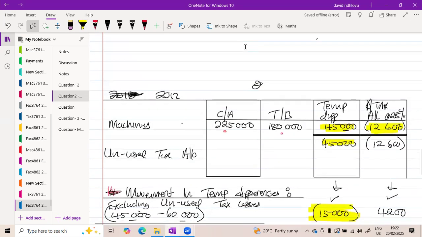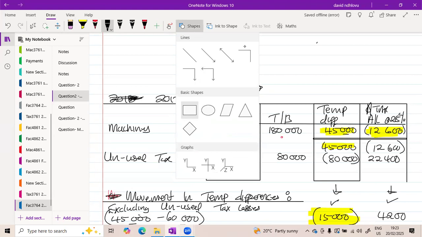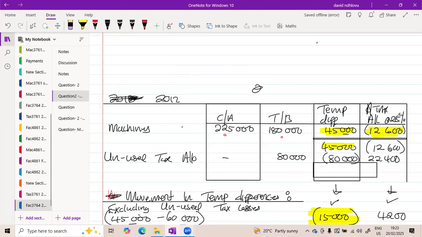Then we can conclude now the 2012 year. Now we can see the figure has been reduced to what? 80,000 here. Right, 0 minus 80,000 is going to give you 80,000 negative. Right, that 80,000 negative times 0.28, that is going to give you 2,400. Right, which is a positive amount. Then you can conclude this calculation.